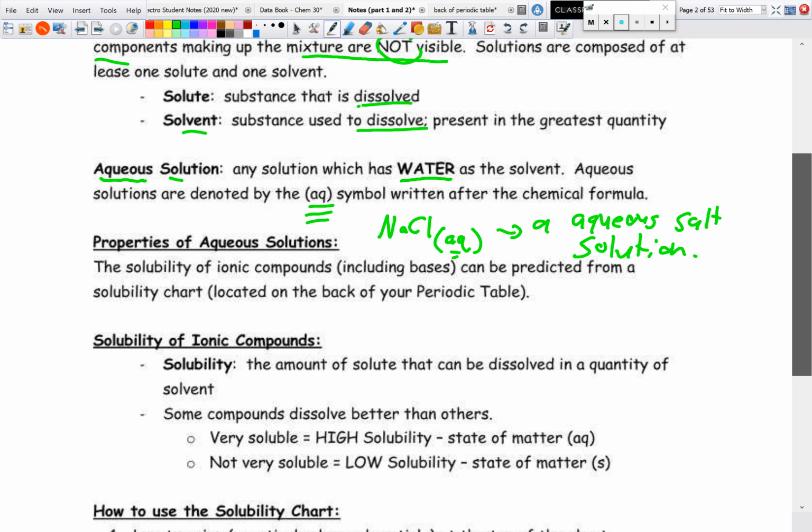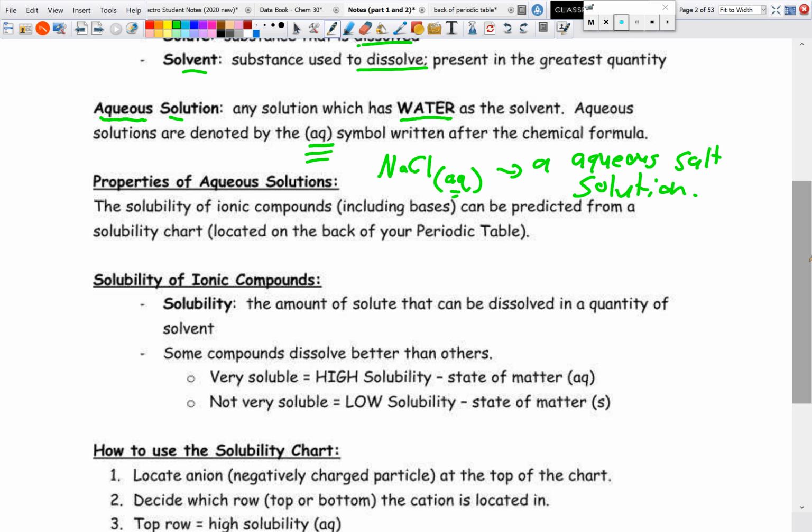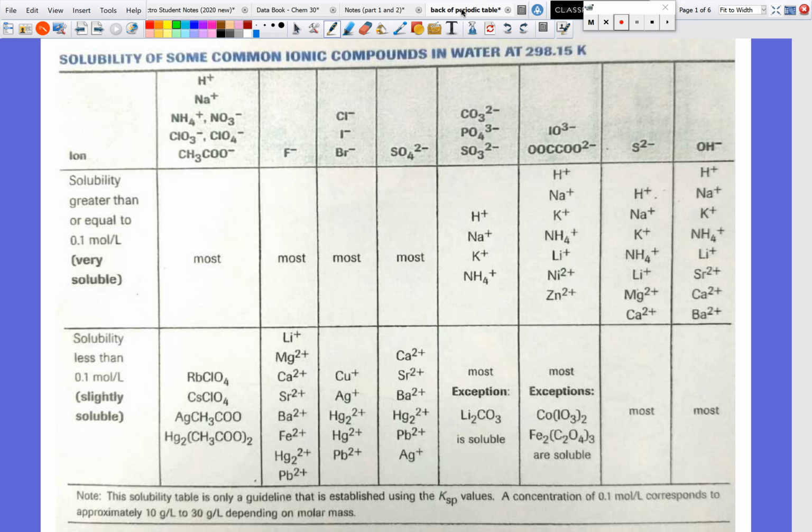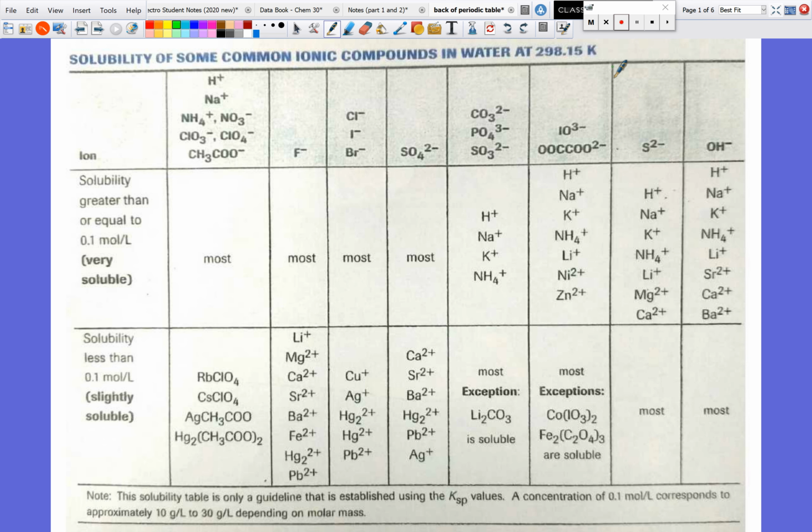Now, of course, because we're going to be dealing with a lot of ionic compounds and stuff like that, the solubility of ionic compounds, including all bases, can be predicted using the solubility chart. So this was located on the back of your periodic table and looks something like this. So it's going to be in the top right-hand corner of your periodic table, and it'll say solubility of some common ionic compounds in water at 298.15 Kelvin. So we're going to go over how to use this in a bit, but just so you know, we are going to be using this chart.